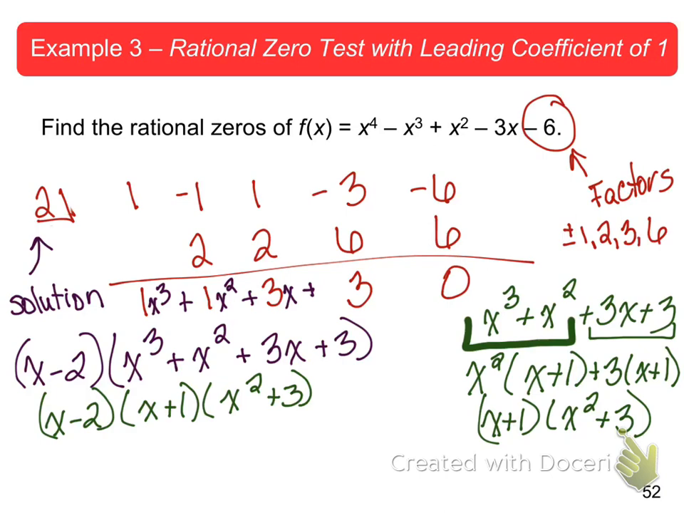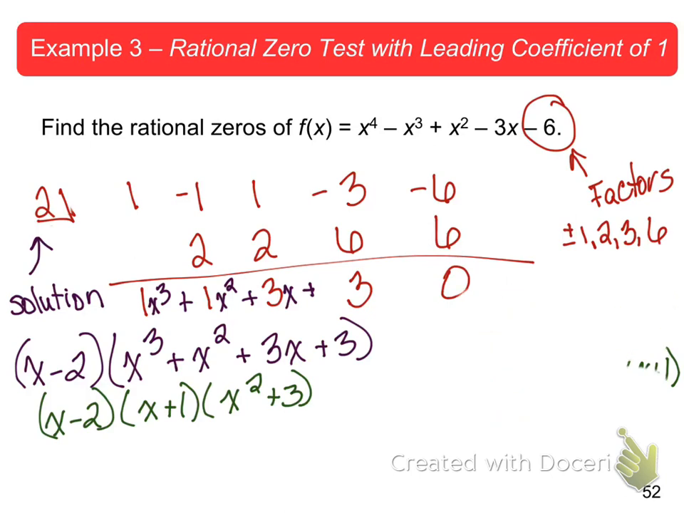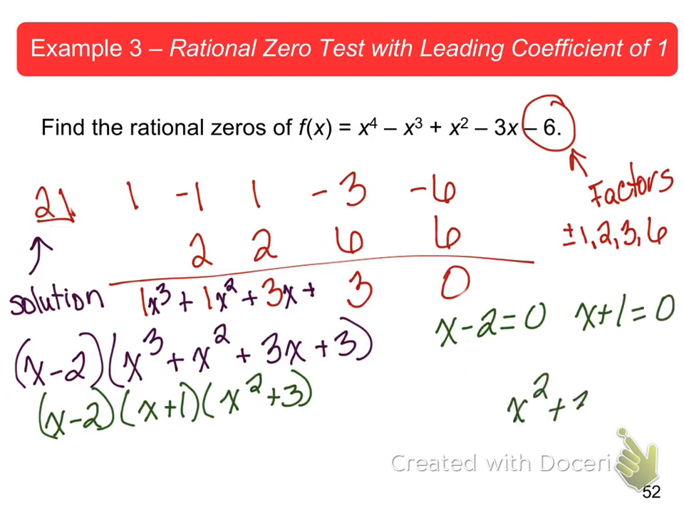But I can set it equal to 0. And that's what I'm going to do. So here we go. I'm going to erase this factoring right here. So I have x minus 2 equals 0. X plus 1 equals 0. And x squared plus 3 equals 0. Okay, now, when I solve x squared plus 3, I end up with x squared equals negative 3.